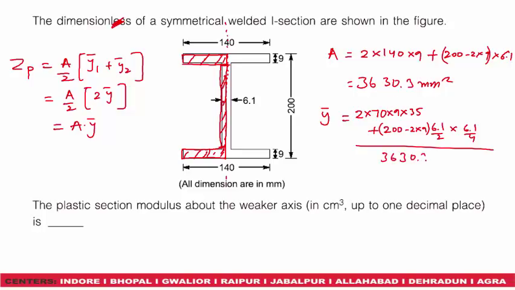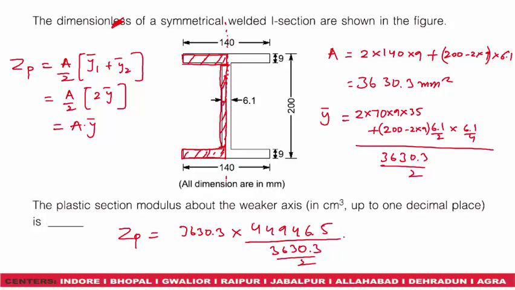So Zp will be equal to A into y bar. So A is 3630.3 into y bar is this value. So it is 2 into 70 into 9 into 35 plus 182 into 6.1 square by 8. So this is 44946.5 divided by 3630.3 by 2. So this is equal to 89893.055 mm cube, and in centimeter cube this will be equal to 89.89 centimeter cube, neglecting 3 decimal places. So the correct answer will be 89.89.